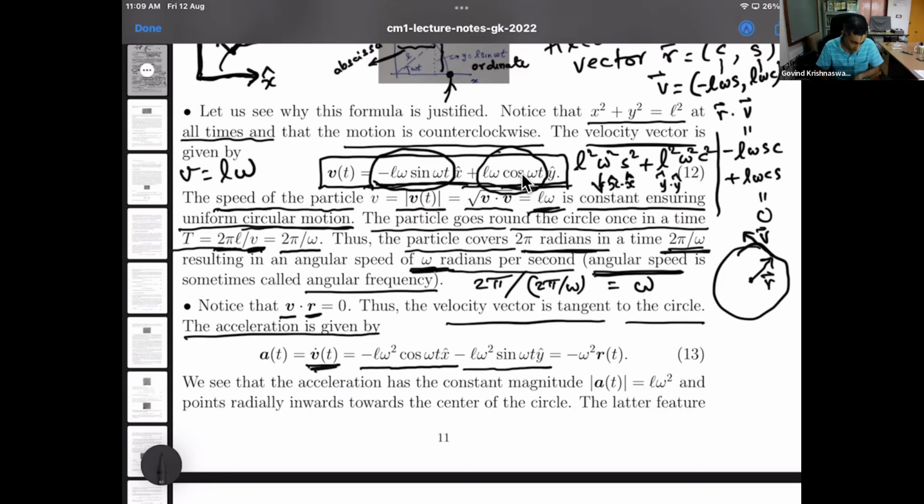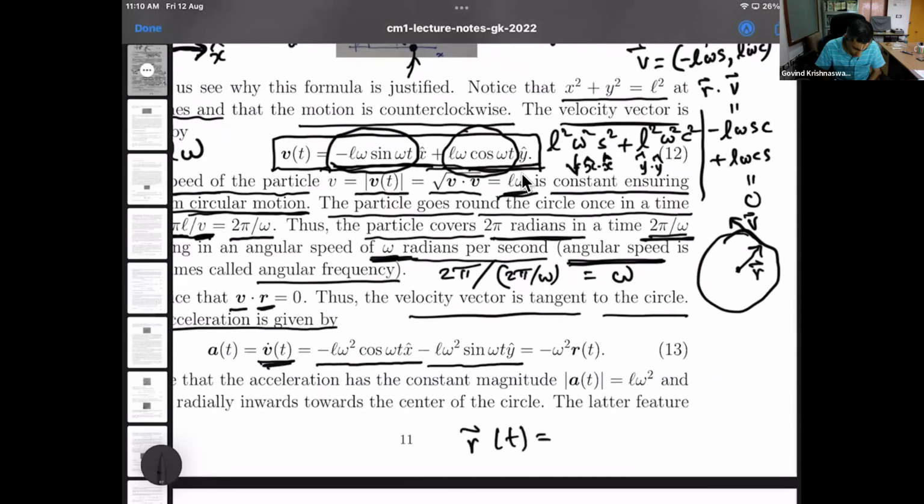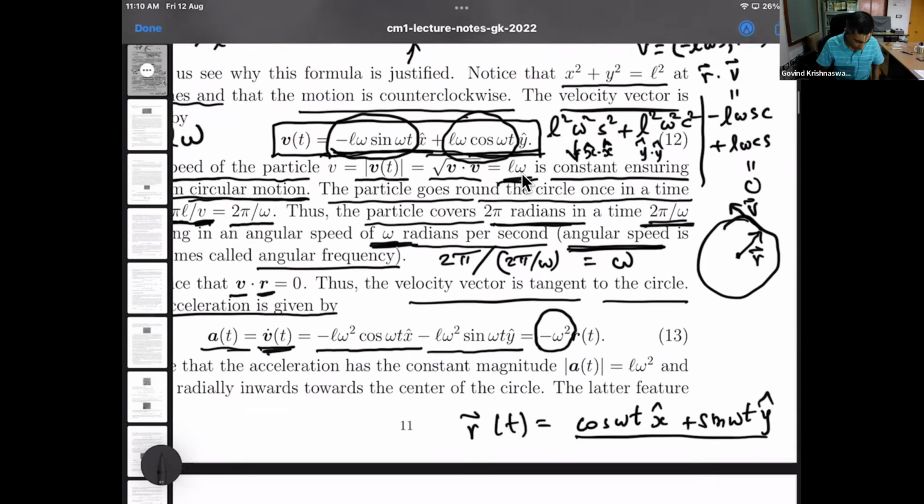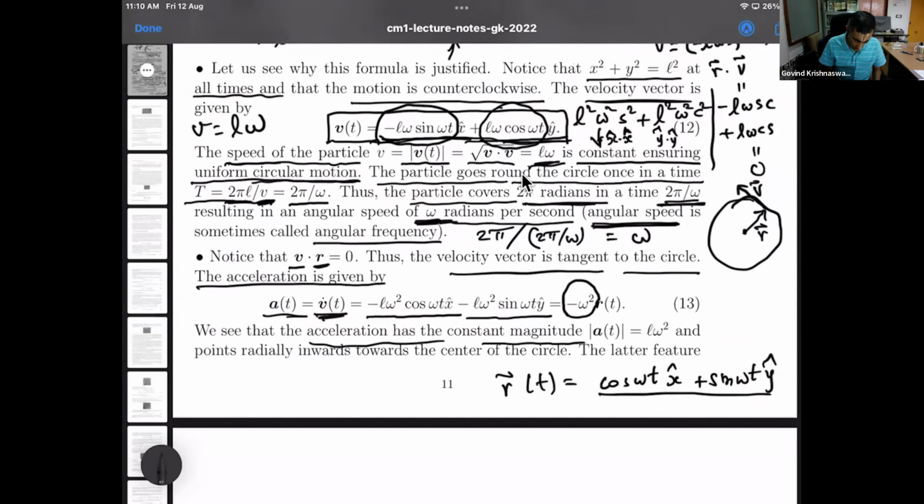Now we make a very nice little observation. We recall that the position vector itself was cosine omega t x hat plus sine omega t y hat. And therefore, we notice that the acceleration vector is actually proportional to the position vector. The proportionality factor is a constant given by minus the square of the angular speed. So the acceleration vector is minus omega squared r of t. We notice that the acceleration has a constant magnitude, namely L omega squared.